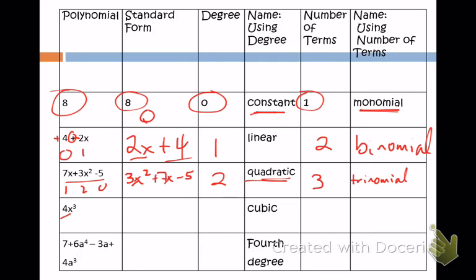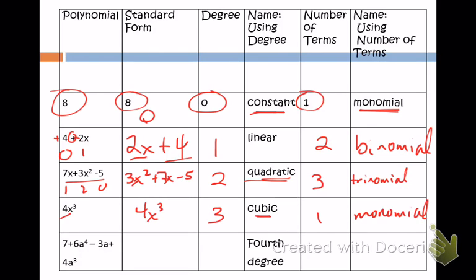Next guy, 4x to the third, written in standard form. What do you think? Yeah, it's going to be 4x to the third. The degree of this polynomial is 3, because that's the highest monomial degree, which makes it a cubic. We call it a cubic polynomial. It has 1 term, so we're back to this guy being a monomial. Okay, and then the last guy.